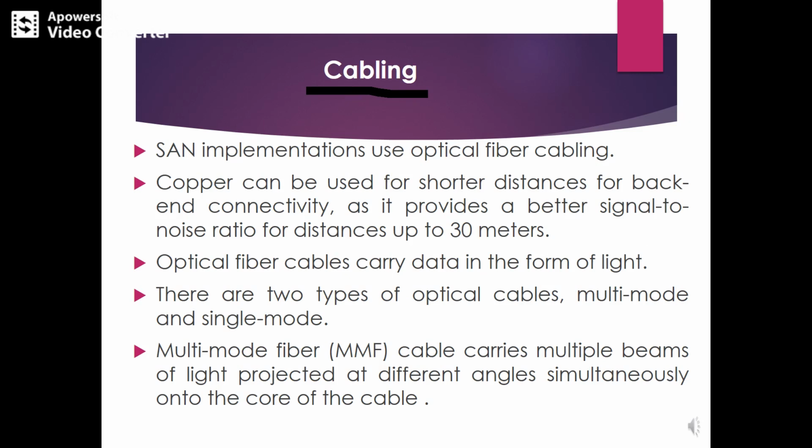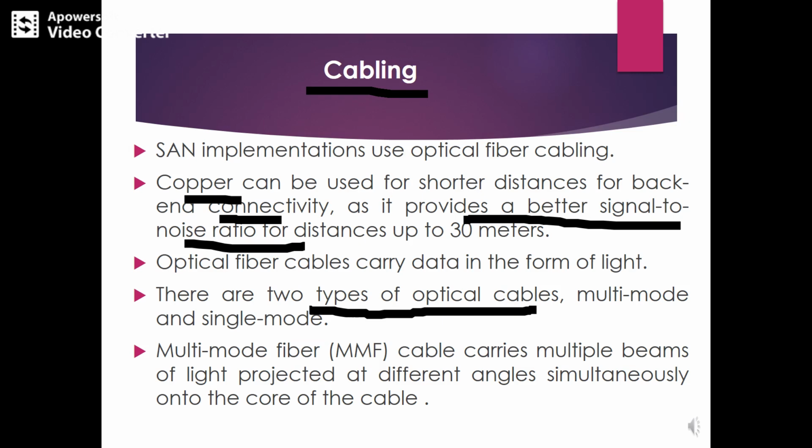Cabling. SAN implementations use optical fiber cabling. We can make use of copper to connect devices over shorter distances. If the connectivity is done using copper wire, we can provide a better signal-to-noise ratio. And if you are using optical fiber cables to carry the data, the data will be carried in the form of light. There are two different types of optical cables: the first type is multi-mode fiber, that is MMF, and the other one is single mode fiber, that is SMF.